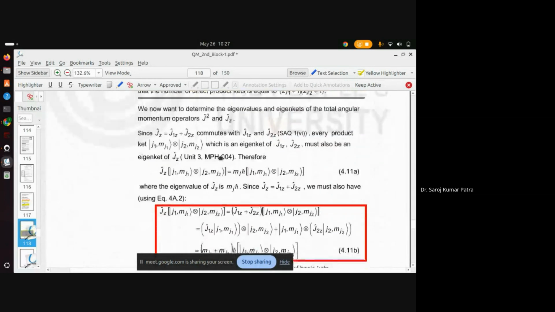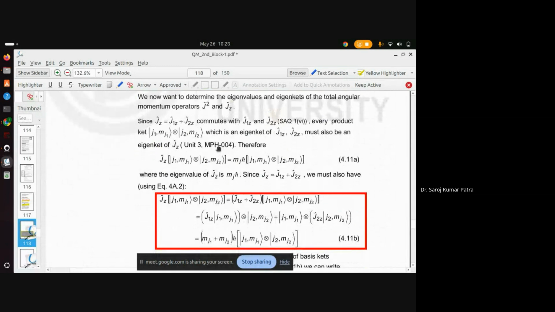Now, let us say we take JZ component, so JZ operating on J1 MJ1 outer product J2 MJ2. What will it be? So JZ is nothing but J1Z plus J2Z, right? So that will be operating on this simultaneous eigenket vector.